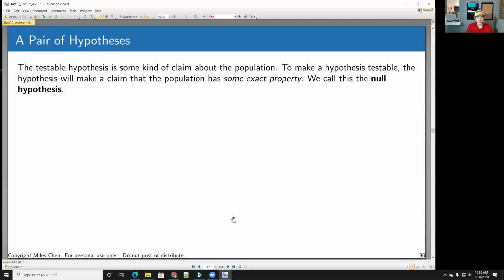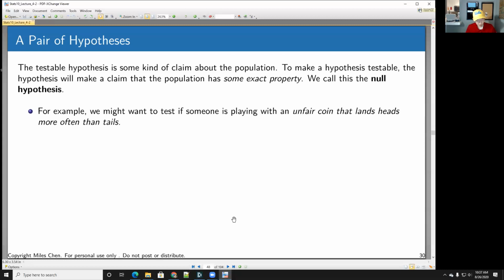When we make these testable hypotheses, we can think of them as claims about the population. The hypotheses always come in pairs. The first hypothesis that we make is called the null hypothesis. In order for it to be a testable hypothesis, it's going to be a claim that the population has some exact property. So you're going to see equal signs in the null hypothesis. It's a statement that says the population has this exact property.